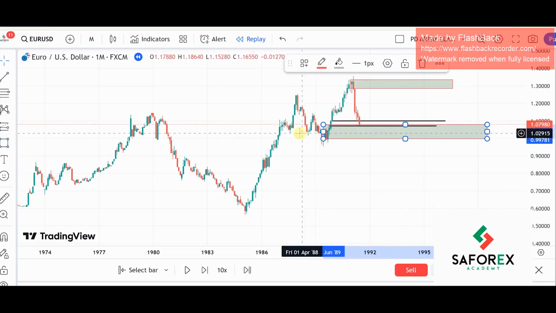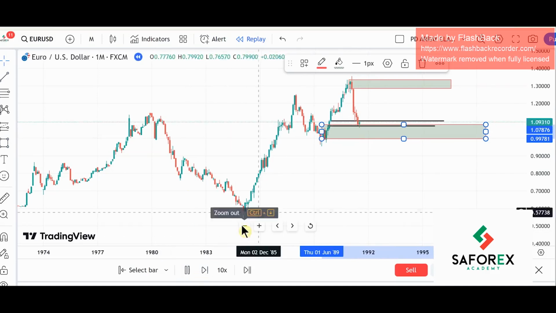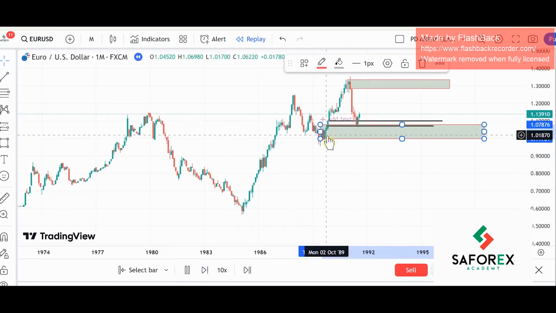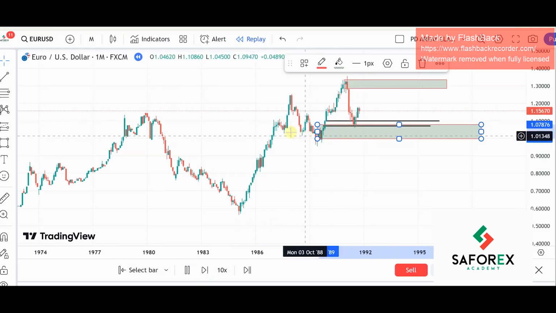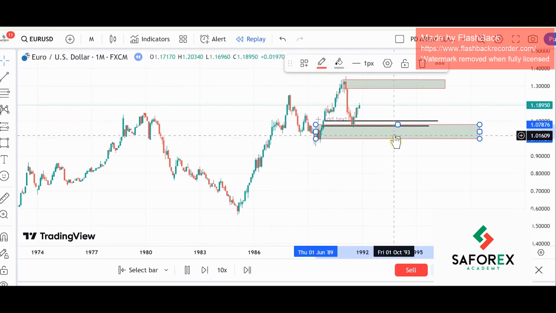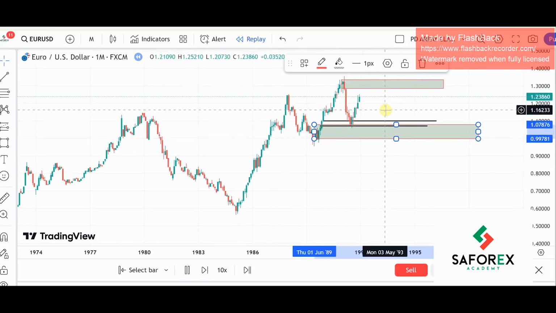I'll be waiting for the market. So let's play our market and see what the reaction gives us here. You can see from that zone what the market is doing. So that is an order block. That's how an order block comes into play.